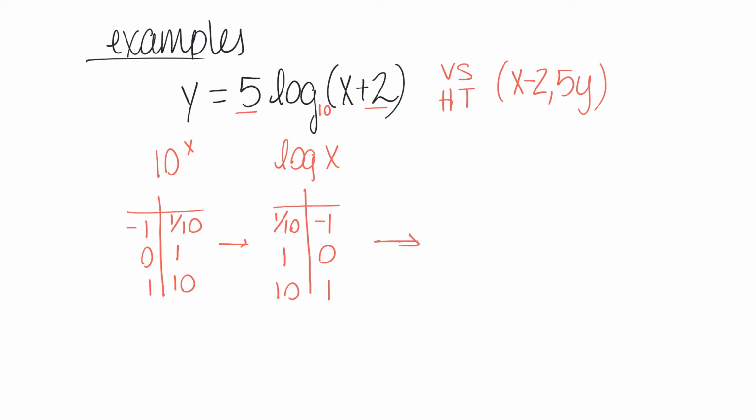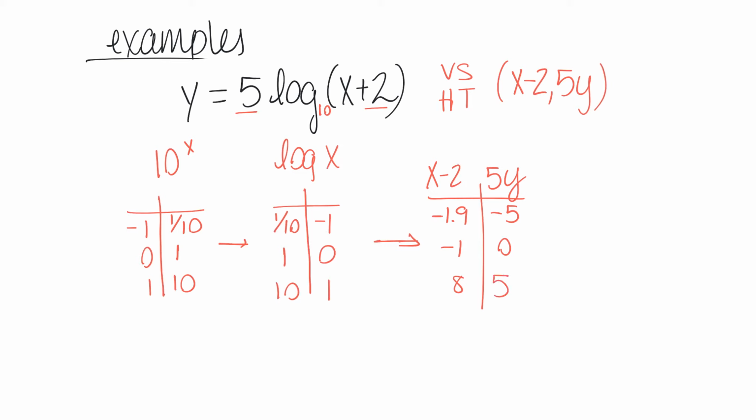Take that a step further with your transformations, right? Your x minus 2 and your 5y. And now we've got a tenth minus 2, which is something annoying. Let's say negative 1.9, and then negative 5, because we're going to multiply by 5. And then 1 minus 2 is negative 1, and 0 times 5 is 0. And then 10 minus 2 is 8, and 1 times 5 is 5.